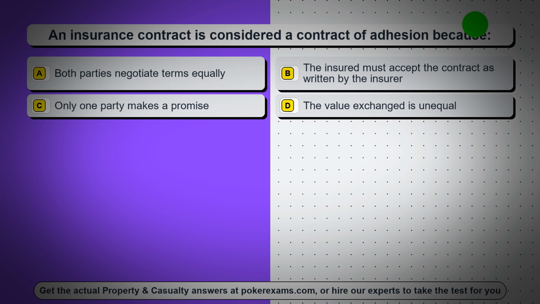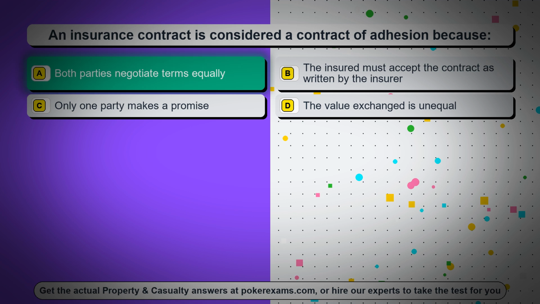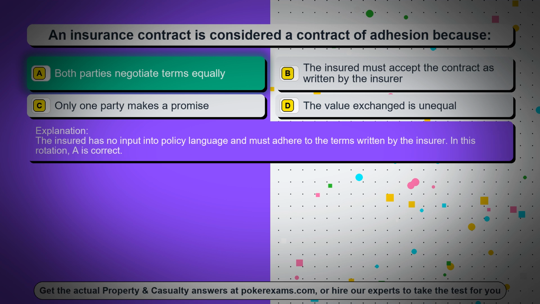Question 36. An insurance contract is considered a contract of adhesion because, option A, both parties negotiate terms equally. Option B, the insured must accept the contract as written by the insurer. Option C, only one party makes a promise. Option D, the value exchanged is unequal. The correct answer is option A, both parties negotiate terms equally. The insured has no input into policy language and must adhere to the terms written by the insurer. In this rotation, A is correct.